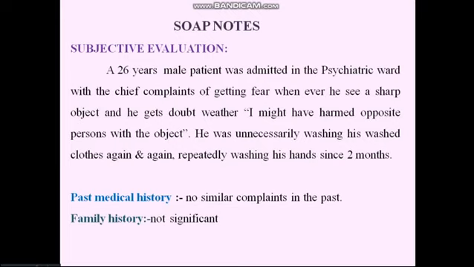Next, coming to the SOAP notes, we have to give a short note that is the subjective evaluation, which indicates past medical history, family history or past medication history if there is any, and what complaints the patient was admitted to the hospital with, and what the subjective evaluation was, including the past medical history, family history, medication history, and sometimes the social history is also needed.